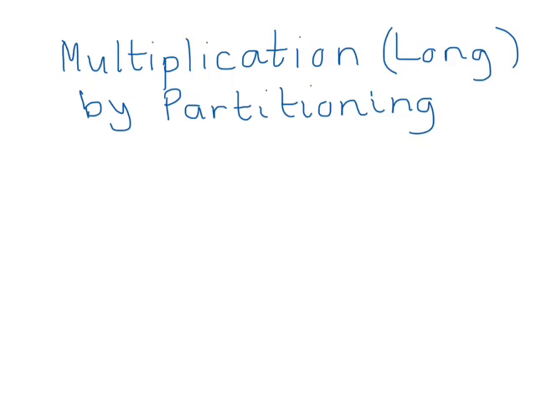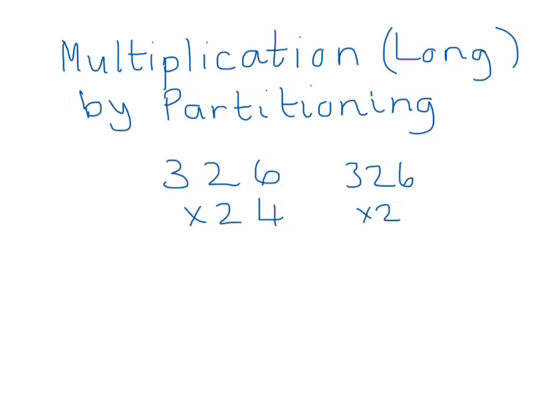Multiplying by double digits by partitioning. So if the question is, what is 326 times 24? Well, to do this, what we're really asking is, what is 326 times 20? And what's 326 times 4?